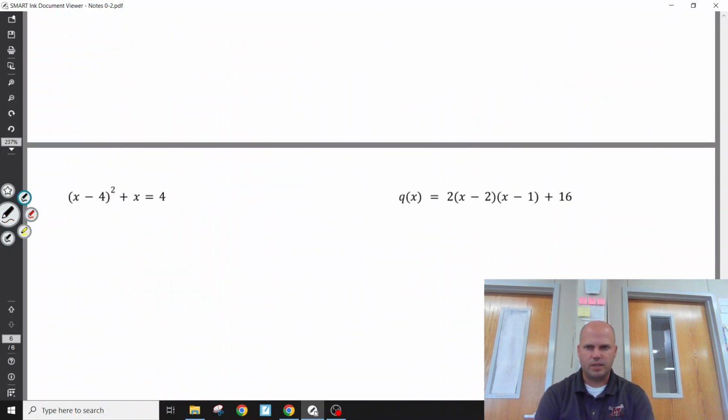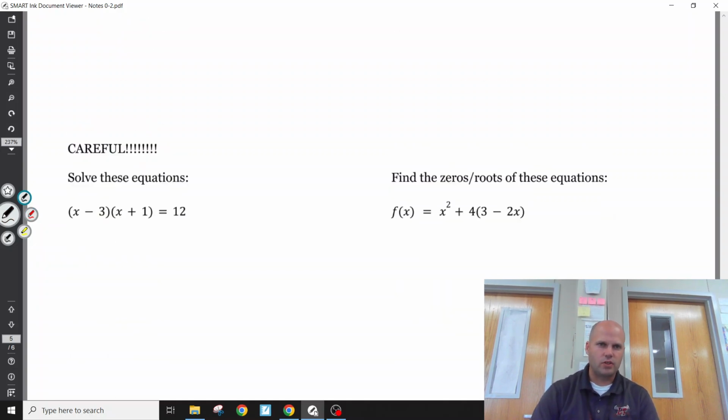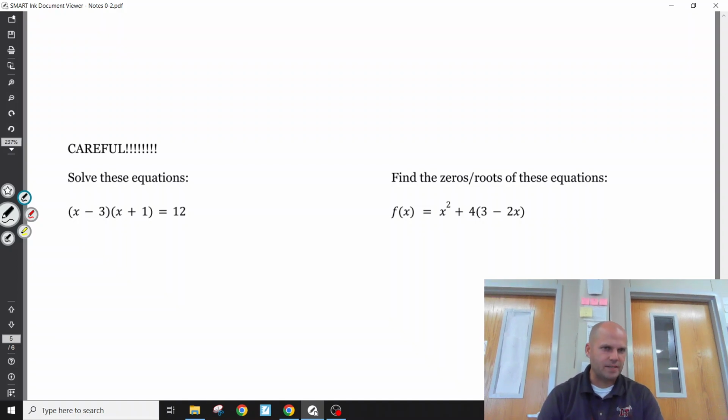This has to be negative 24, where I might ask you, hey, solve these equations. Yeah, you see x minus 3 times x plus 1, and that equals 12. And it's like, okay, 3 and negative 1. Well, now 3 and negative 1 don't work. If I plug in 3, I get 0. 0 doesn't equal 12. Plug in negative 1, I get 0. It doesn't equal 12. So what we realize is we don't have what we want.